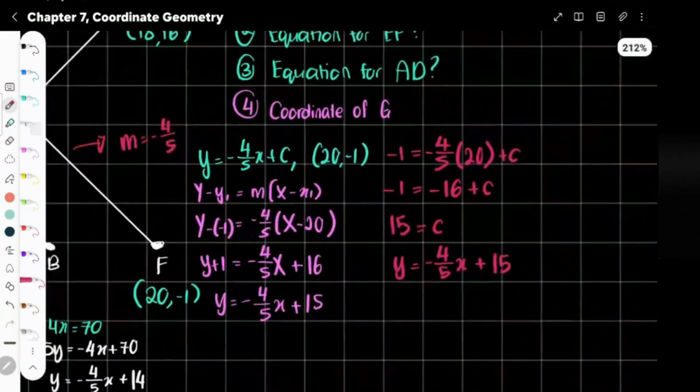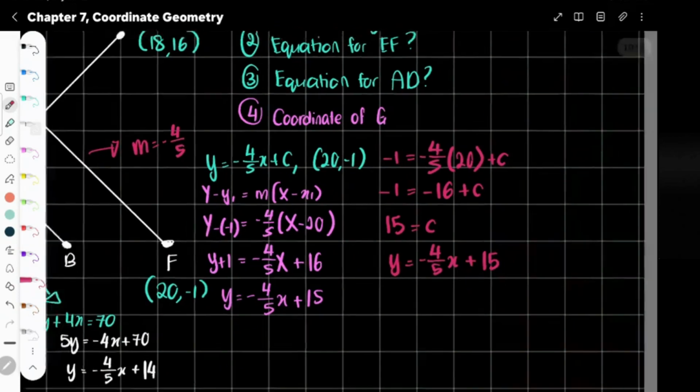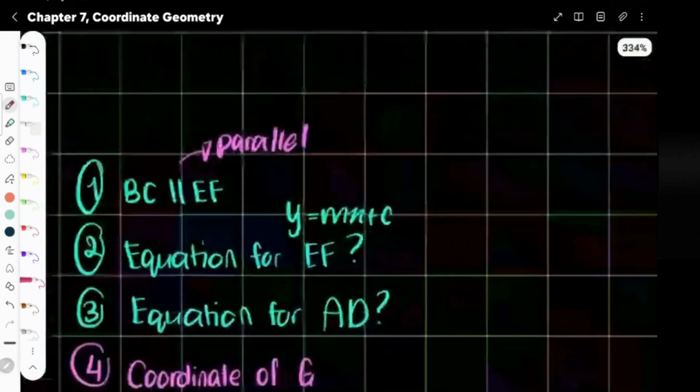So you can use either method. Just in case you forgot, you can use this method, the pink color. So now let's do the next question here.